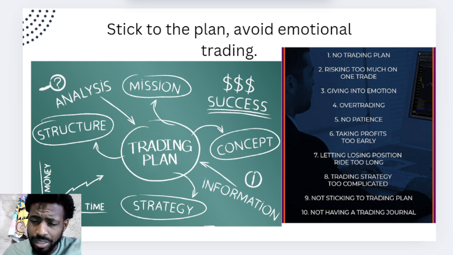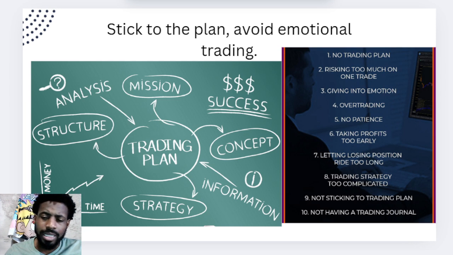Number 8, trading strategy too complicated. The reason your trading strategy is too complicated is because it's not your trading strategy. You're probably trading off somebody else's strategy they gave you. Instead, figure out what works best for you and build a strategy based off that and backtest it. Backtest your strategy and see if it works.